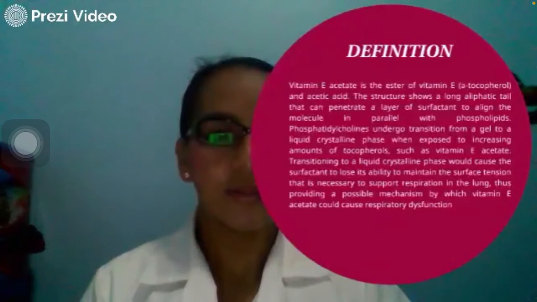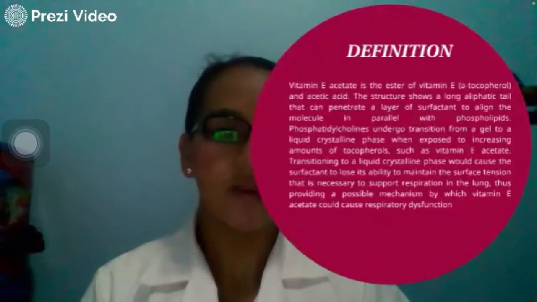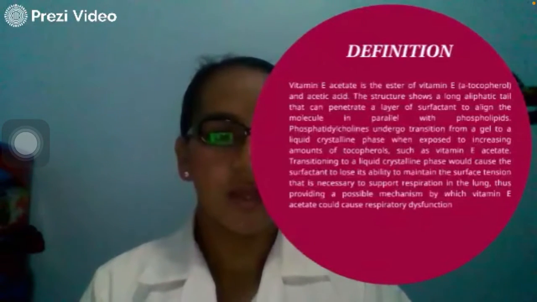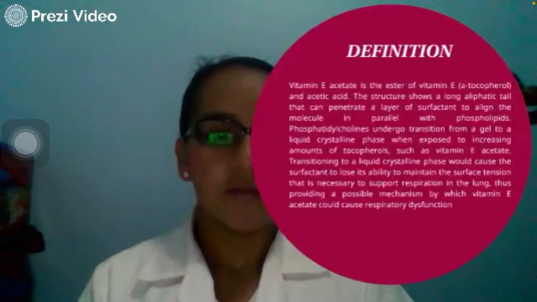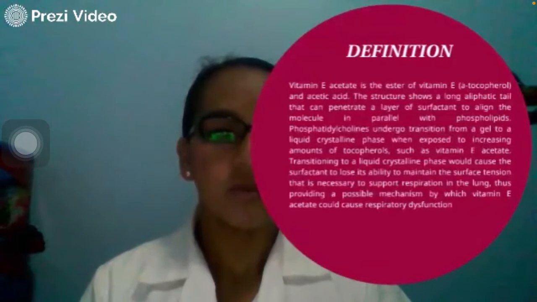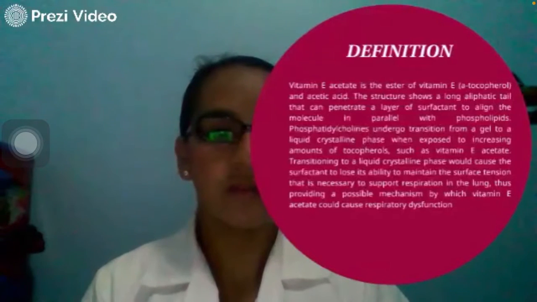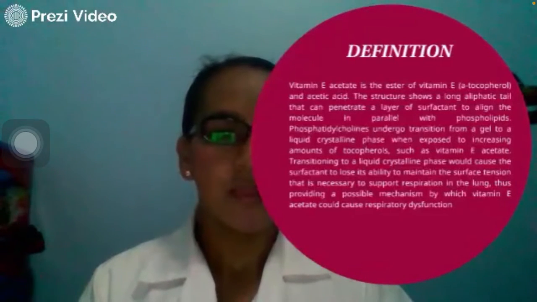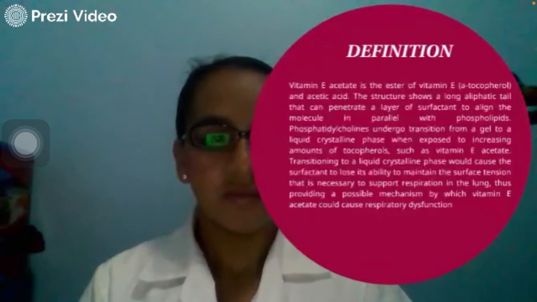Phosphatidylcholines undergo transition from a gel to a liquid crystalline phase when exposed to increasing amounts of tocopherols, such as vitamin E acetate. Transitioning to a liquid crystalline phase will cause the surfactant to lose its ability to maintain the surface tension that is necessary to support respiration in the lung, thus providing a possible mechanism by which vitamin E acetate could cause respiratory dysfunction.